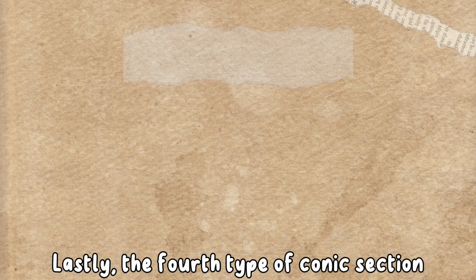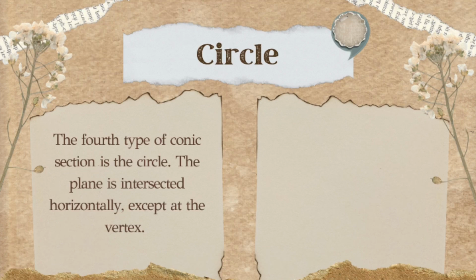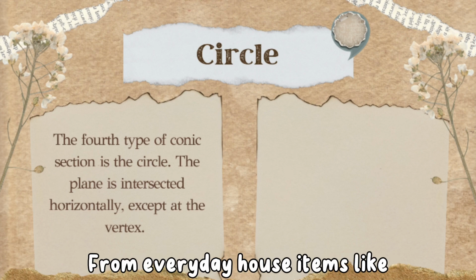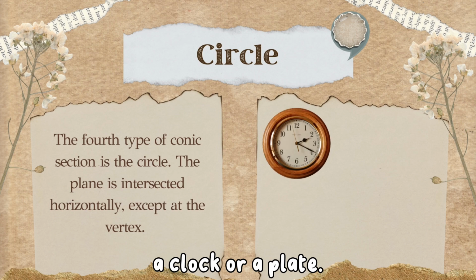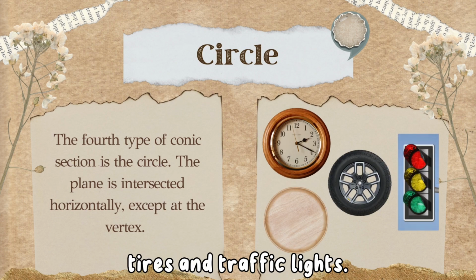Lastly, the fourth type of conic section is the circle. The plane is intersected horizontally except at the vertex. The circle has the most examples that you can see in real life, from everyday house items like a clock or a plate to outside objects like tires and traffic lights.